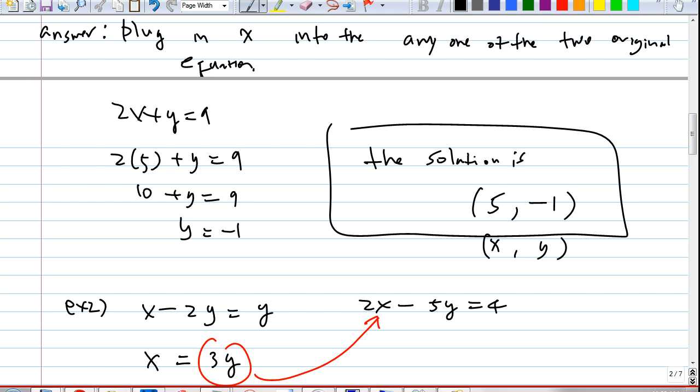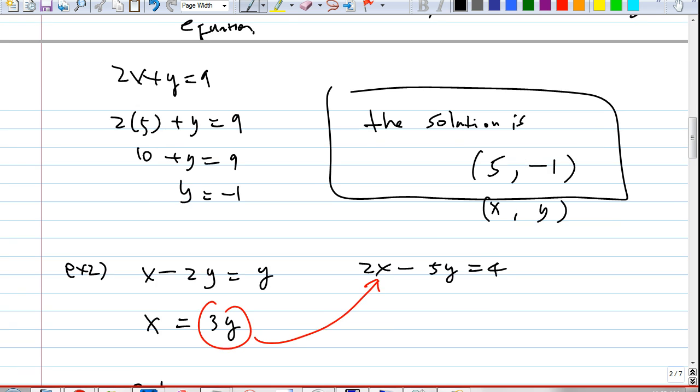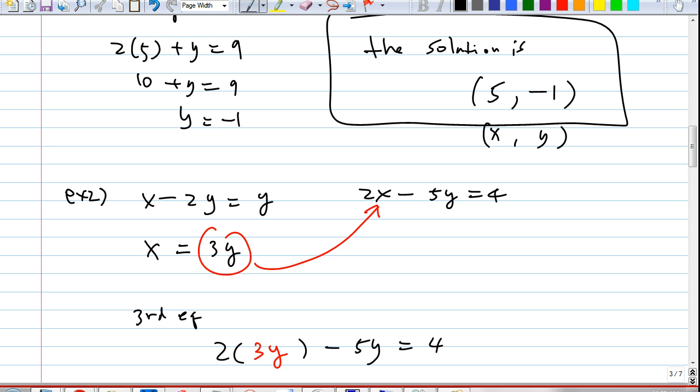Okay, so who could tell me what to write now? You write 2, and then you put parentheses, and then you get 3y in parentheses, then minus 5y equals 4. Very good. Did you all get this third equation? Notice I have my third equation with only one variable, right?